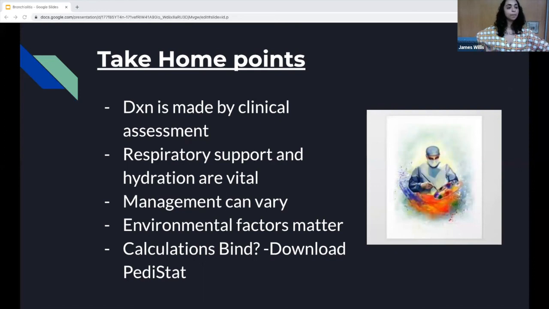So some take-home points. Diagnosis is made by clinical assessment. Respiratory support and hydration are vital. Management can vary from practitioner to practitioner, but there are some guidelines in place. Environmental factors matter. Anticipatory guidance matters. And then if you're ever in a calculations bind, download PD-Stat. We're all in the ER, so PD-Stat is a great tool for calculating other medications, but it can also help you with the fluid calculations.